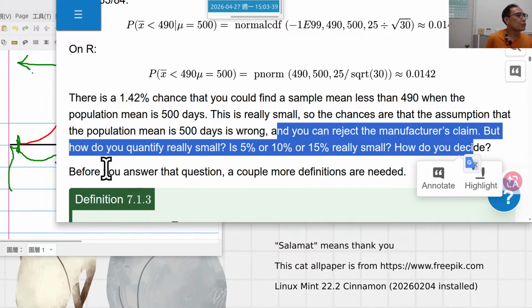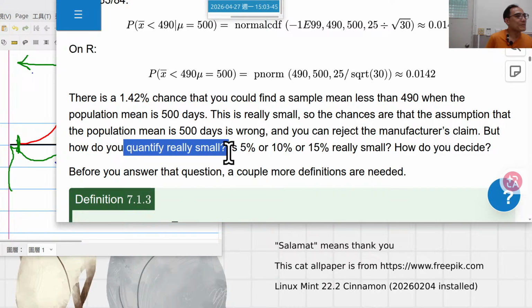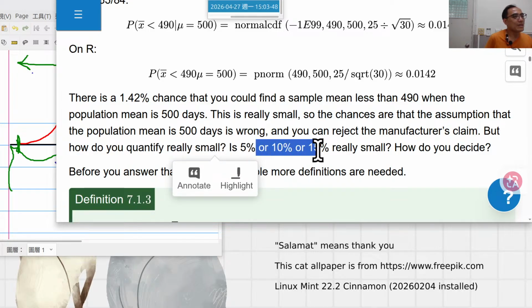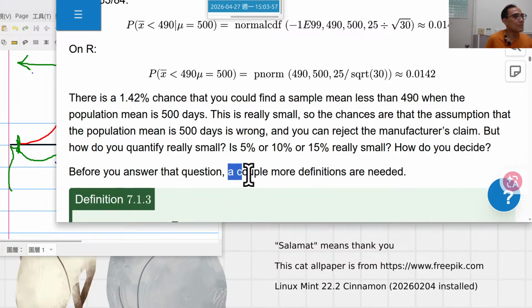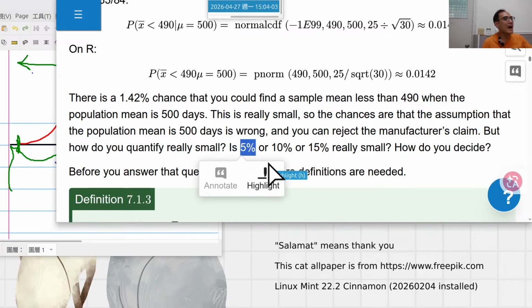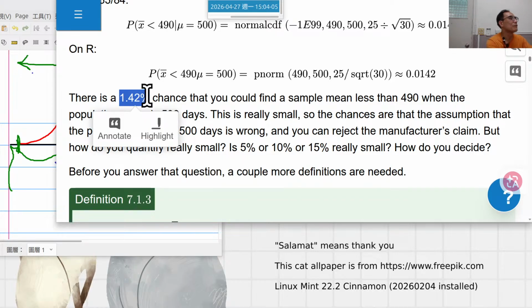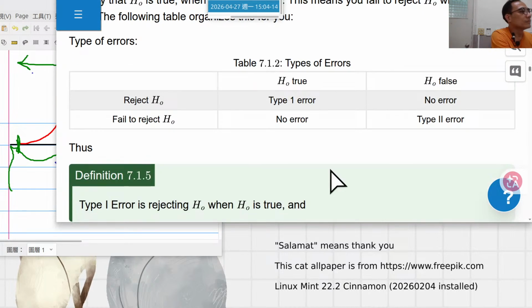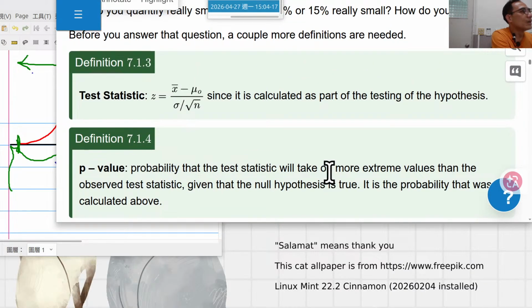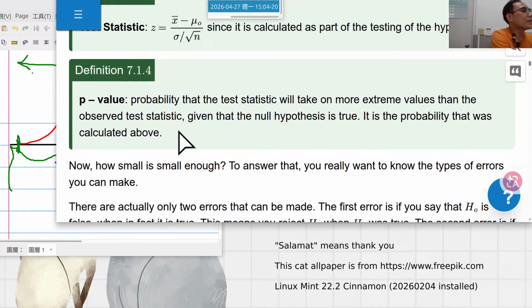But how do you quantify really small? What does small mean? 5%, 10%, or 15%? How do you decide? Before you answer that, a couple more definitions are needed. Generally, we use 5%. On this question, the percentage is 1.42, and generally speaking, it fulfills the requirement. Okay, let me finish this part, then we can have a break.